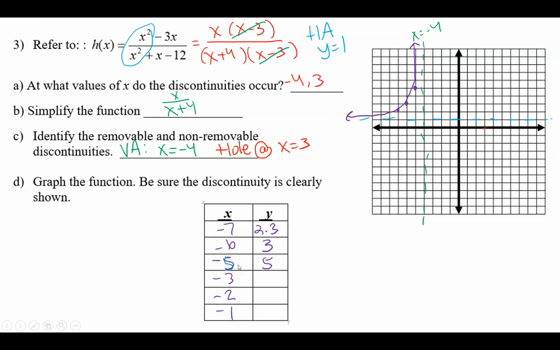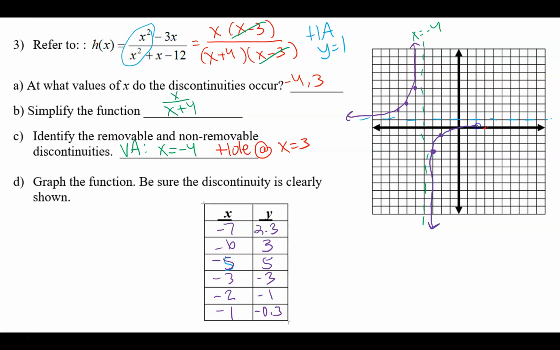We have negative 3 divided by negative 3 plus 4, which is 1. So negative 3 divided by 1 is negative 3. 1, 2, 3. Negative 2 divided by negative 2 plus 4, which is 2, gives me a negative 1. So negative 2, negative 1. Plug in negative 1, we get negative 1 divided by negative 1 plus 4, which is 3, so it's going to be a negative 0.3. About right here. So when I go to draw these curves, I connect these.